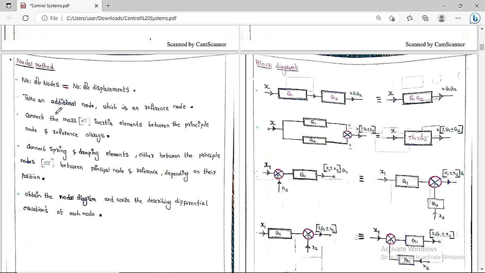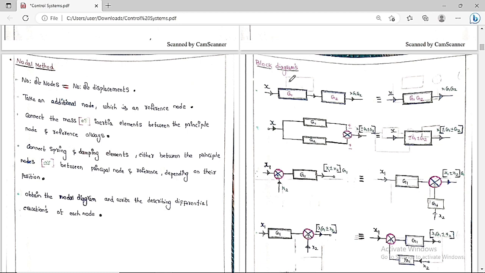And finally we are going to get the nodal diagram, and from this we have to write the differential equations at each and every node. So in this way we are going to get the diagram. So this is all about the nodal method. We are going to discuss the other concept which is called the block diagrams.